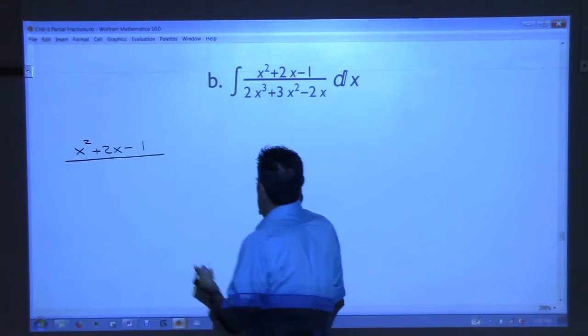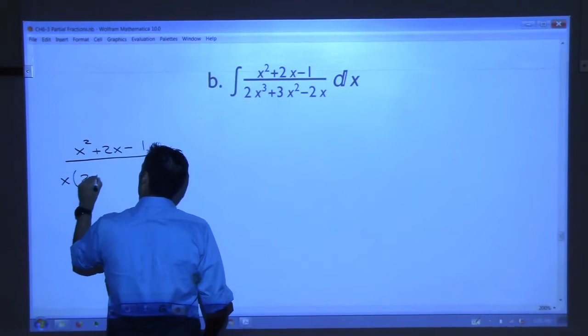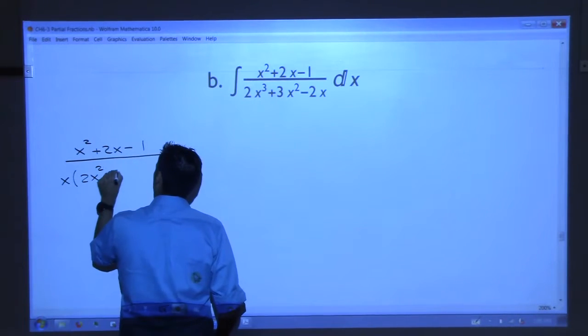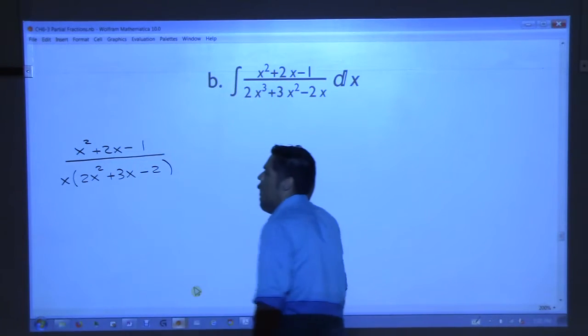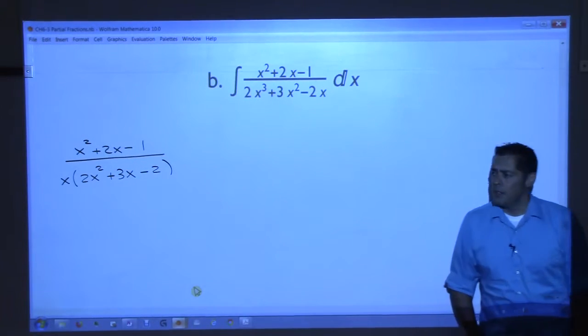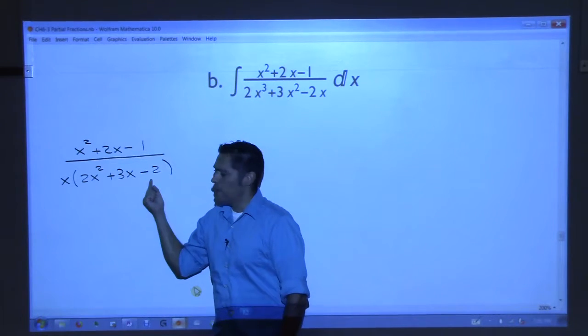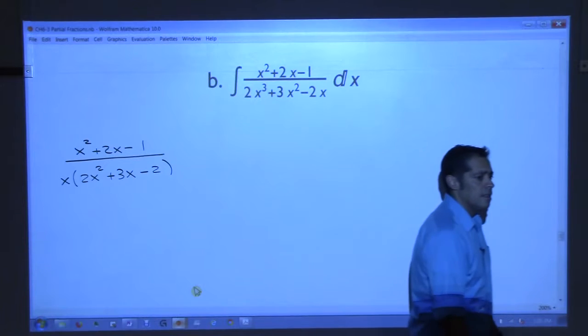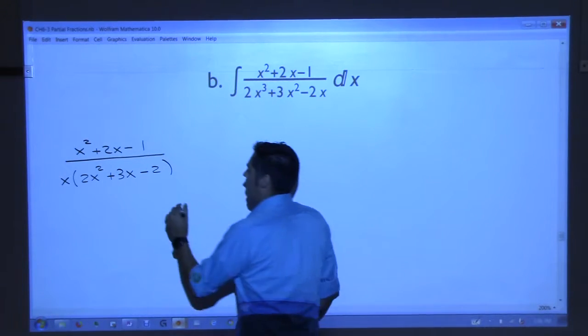There's a greatest common factor. We can pull an x out of all the terms. Isn't that the first step for factoring anything? GCF? Okay, and then the remaining quadratic trinomial in parentheses can be factored. Okay, so let's go ahead and factor that.